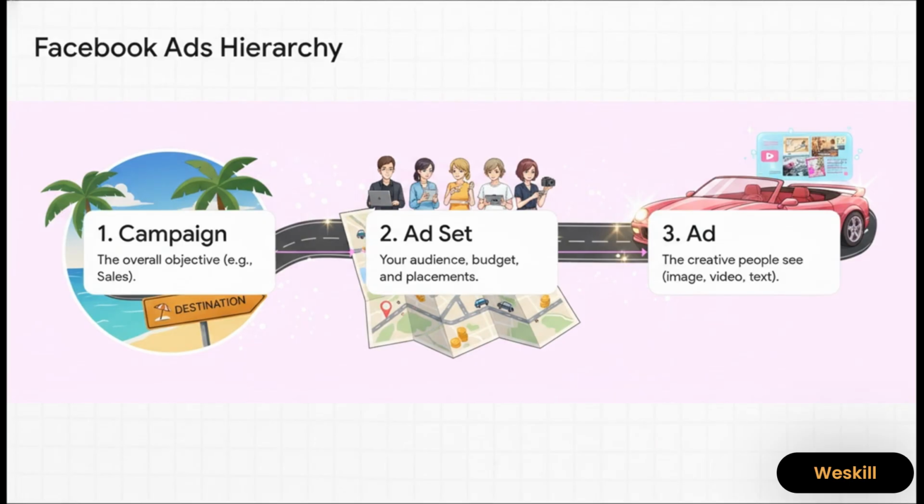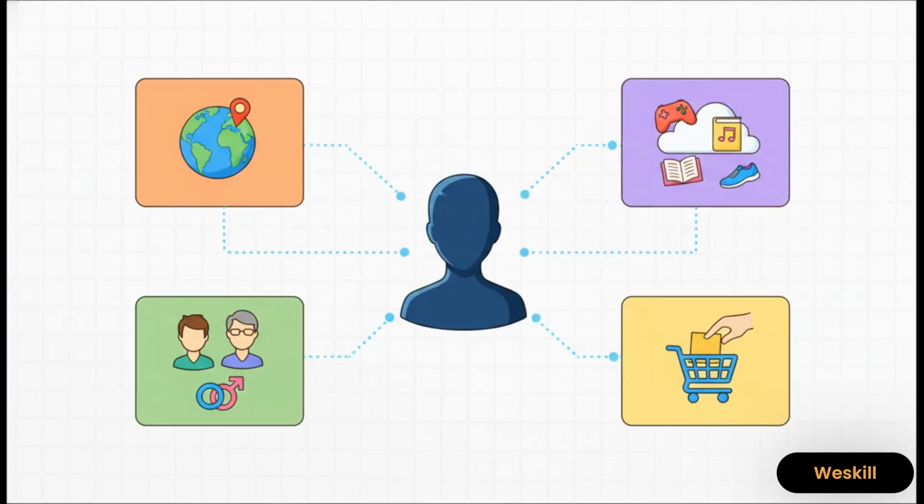You know, the easiest way to wrap your head around this is to think of it like planning a road trip. The campaign level is your final destination. Let's say, get to the beach. The ad set, that's your GPS route, your budget for gas, and who you're picking up along the way. And finally, the ad itself, well, that's the cool car that gets you there. It's the picture and the words that everyone sees. This is where the magic really starts to happen.